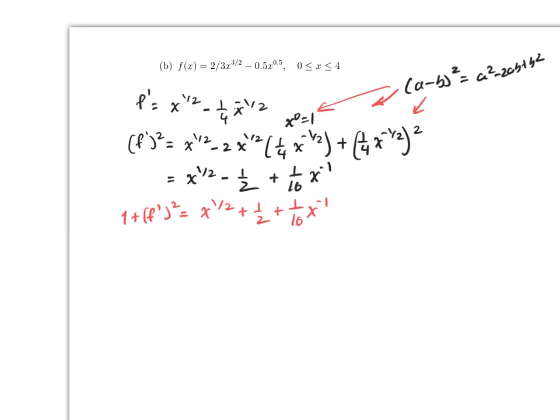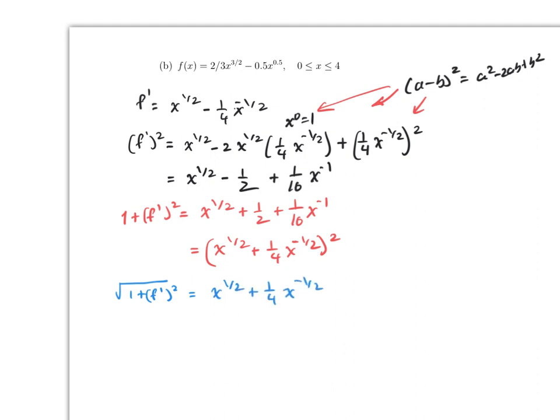Notice that this and this are identical, except that this is plus and this is minus, which means this came from something like this but being plus, or in other words, it's a perfect square. So therefore this is the same thing as x to the 1/2 plus 1/4 x to the minus 1/2, the whole thing squared. So therefore if you take the square root, which you need for the arc length, the square root will cancel this, so you will end up with exactly this part.